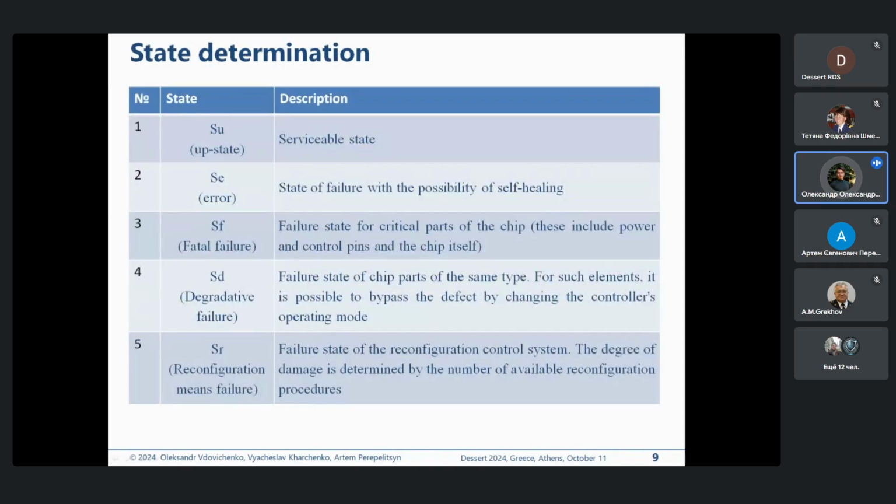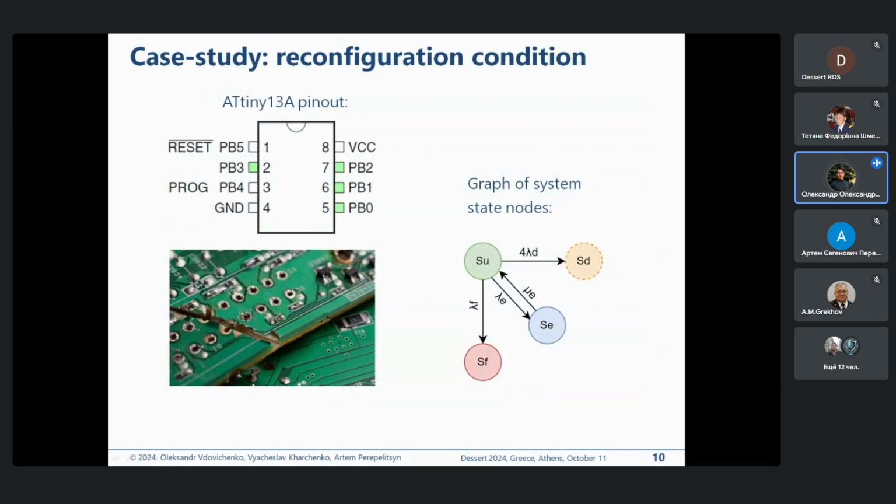The model can switch between the following states. There are already familiar up state, fault, and error states. Also, we can notice such states like degradation and reconfiguration abilities fading. For start conditions, an ATtiny13A microcontroller was chosen. It has port B, which consists of 4 similar pins that can be used in the reconfiguration procedure.